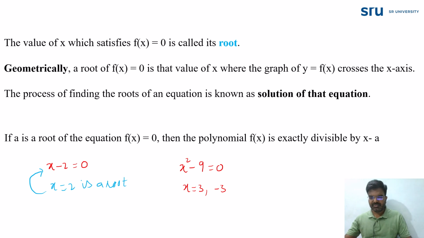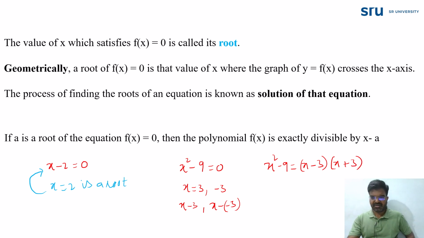You have to observe one point here. x equal to 3 is a root. So x equal to 3 is a root means x minus 3 is one factor of that polynomial x square minus 9. Similarly, x minus of minus 3 is also one factor of this polynomial. You can see we can write this x square minus 9 as x minus 3 into x plus 3. So x minus 3 and x plus 3 are the factors of the polynomial x square minus 9.